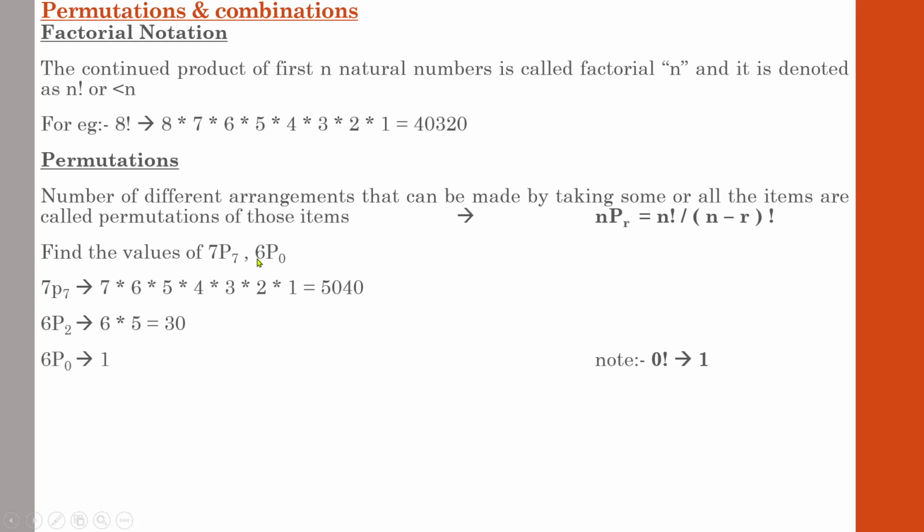See, 6P0. 6P0 means 6. So from 6 you have to take the preceding numbers. But here it is given 0. So note that this is a rule: 0 factorial is 1. So the answer is 1. So this is how you need to find the permutation. I hope you understand the concept of permutation.